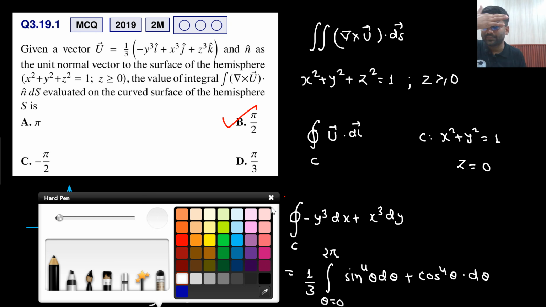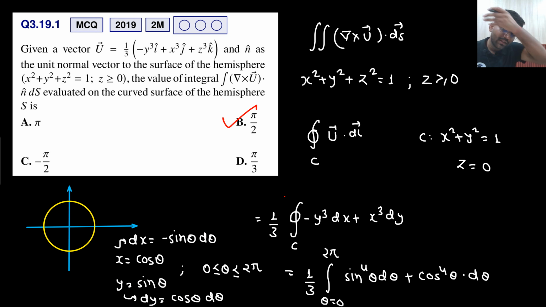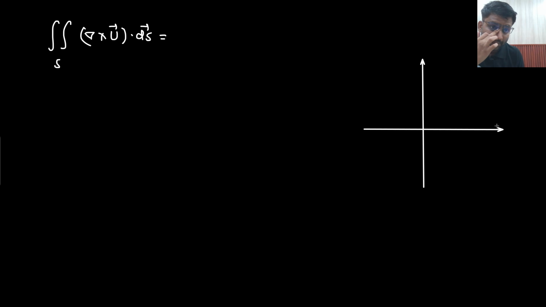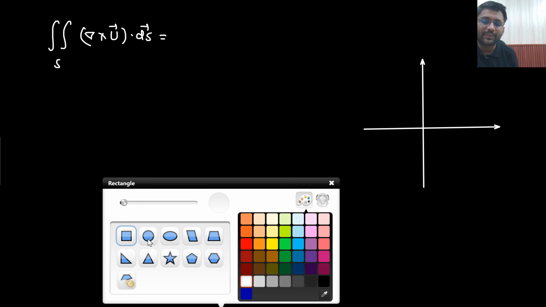Another method is also there. What is that method? The method is that for the surface S, you calculate del cross F dot dS. But this time, what is the surface? So, this time the surface is a hemisphere, right? Because I told you, you can do it with respect to the projection of your surface of the hemisphere.